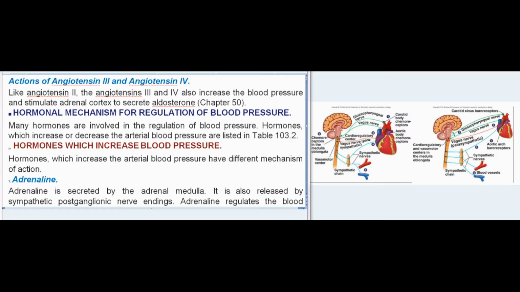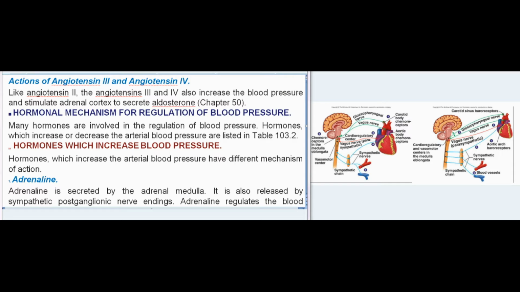Chapter 50. Hormonal mechanism for regulation of blood pressure. Many hormones are involved in the regulation of blood pressure. Hormones, which increase or decrease the arterial blood pressure, are listed in Table 103.2. Hormones which increase blood pressure. Hormones, which increase the arterial blood pressure, have different mechanism of action.